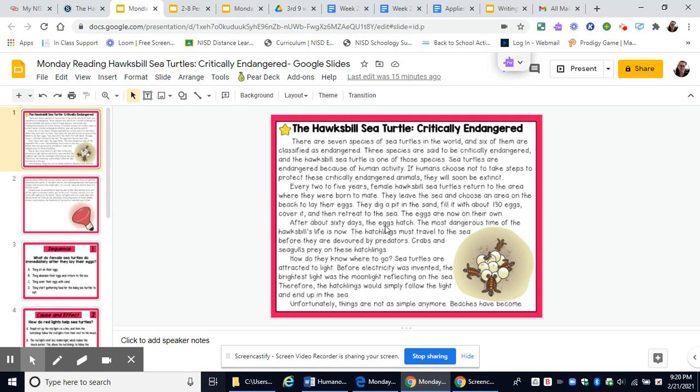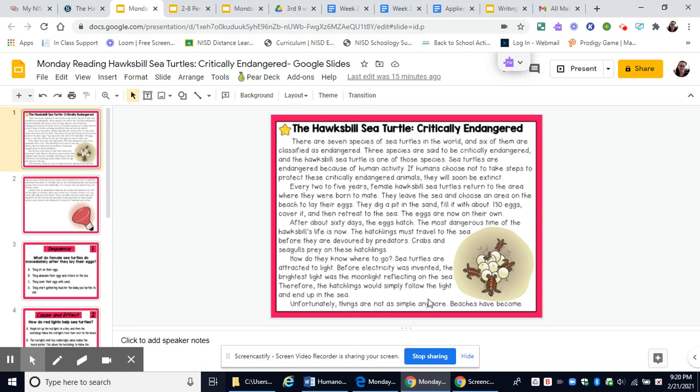After about 60 days, the eggs hatch. The most dangerous time of the hawksbill life is now. The hatchlings must travel to the sea before they're devoured by predators. Crabs and seagulls prey on these hatchlings. How do they know where to go? Sea turtles are attracted to the light. Before electricity was invented, the brightest light was the moonlight, reflecting on the sea. Therefore, the hatchlings would simply follow the light and end up in the sea.